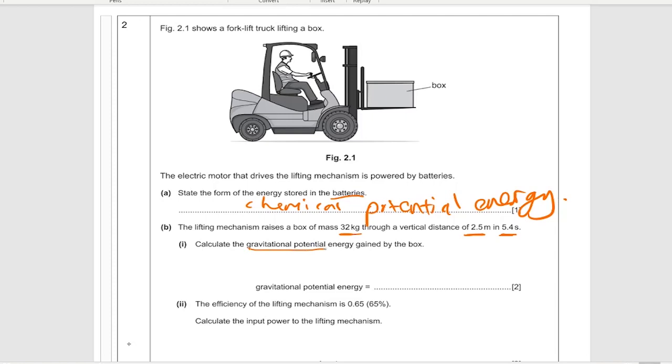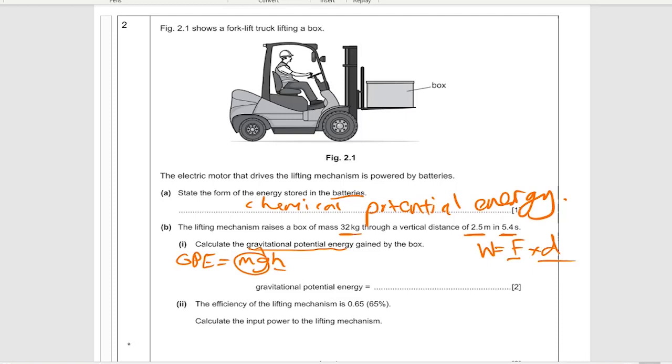So for gravitational potential energy, core knowledge that you need to recall is the gravitational potential energy formula. The GPE, gravitational potential energy, can be calculated by doing the mass times by the gravitational field strength times by the height that it's moved through. This actually comes from the work done equation, work equals force times by distance, where mg is going to give you the weight, which is the force, and the height that it's moved is going to give you the distance.